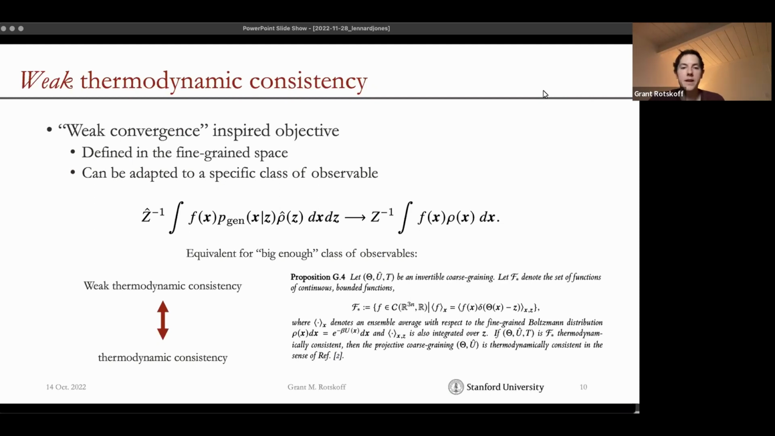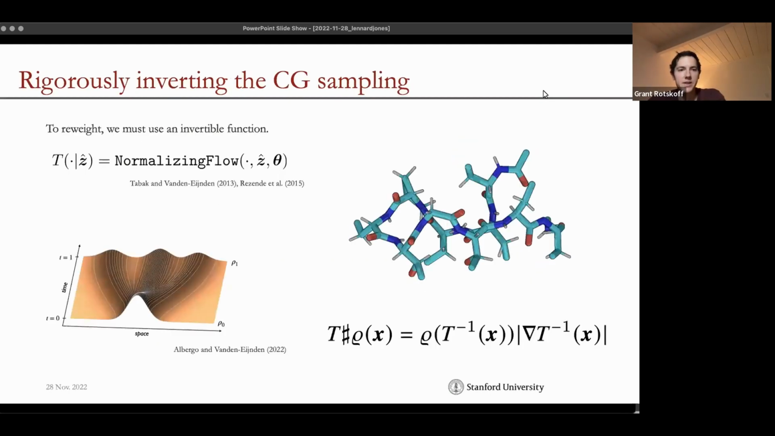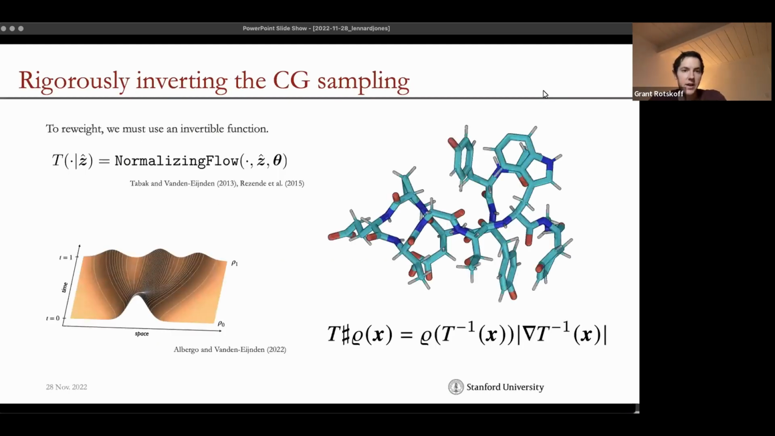It only depends on this generation probability leading me to the right Boltzmann distribution. Okay, and so we have some theoretical results on this. I won't really go into them. They're just here to say that we understand when weak thermodynamic consistency and thermodynamic consistency are equivalent, and it's basically if you have a big enough set of observables, then everything that would be in the thermodynamic consistency framework is holding in the weak thermodynamic consistency.